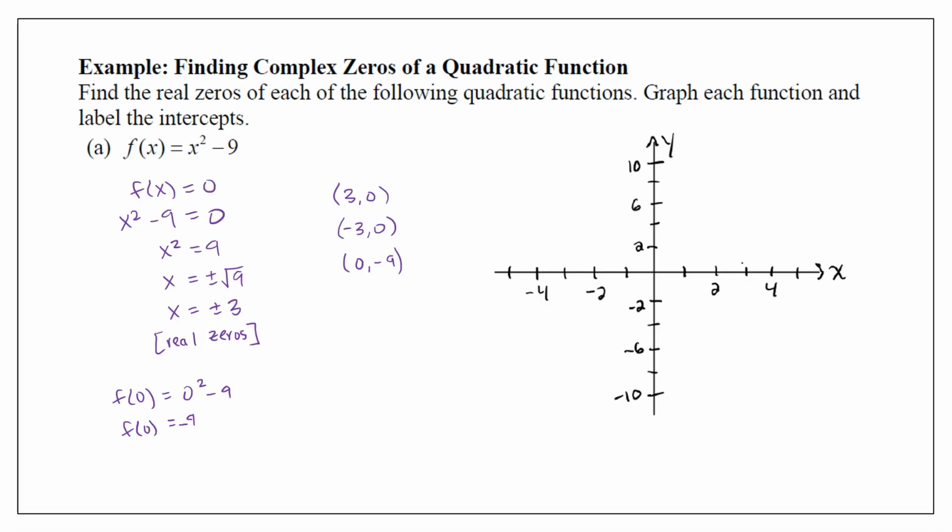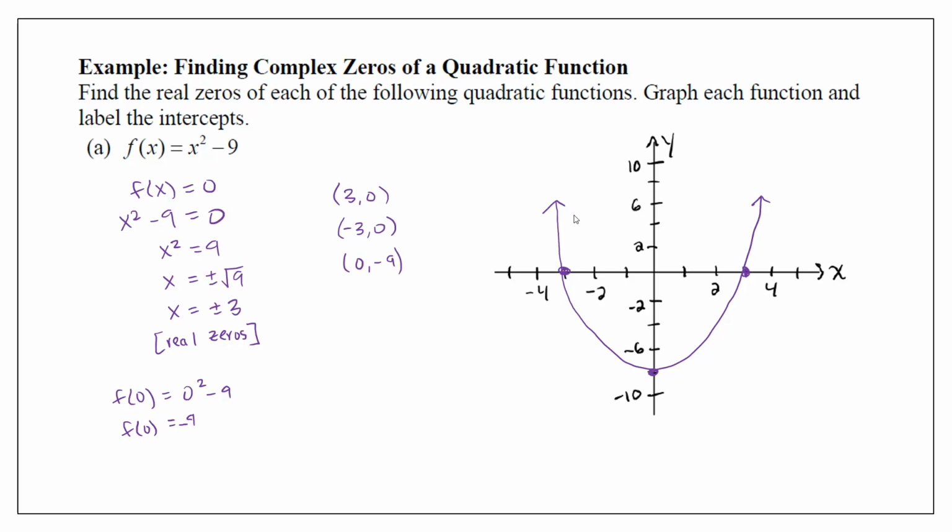So I have (3, 0), so 1, 2, 3, that would be this point right here. And then (-3, 0), that would be this point right here. And then (0, -9), that would be this point right here. Okay? And so now I can connect my dots, which makes a quadratic function called a parabola. All right, awesome. So we graphed the function.